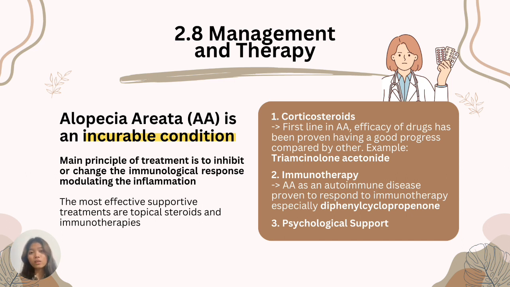The first one is corticosteroids. Corticosteroid is considered first line in alopecia areata, and it has been proven to have good progress compared to other drugs. The usual corticosteroid used is triamcinolone acetonide.